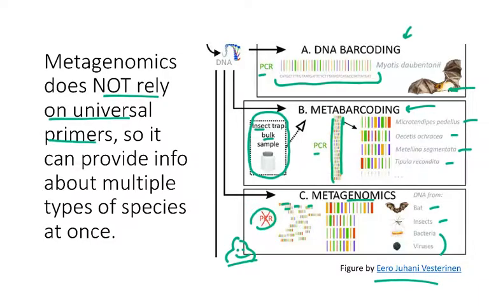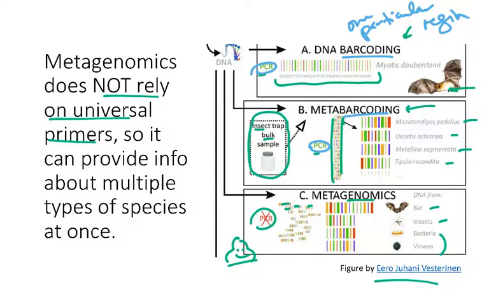So one way that I look at it is if you're talking about a technique that has the word barcoding in it, that means you're using one particular region of the genome. So barcoding, both of these steps use PCR to specifically target that one particular region, often CO1, that you're looking at.